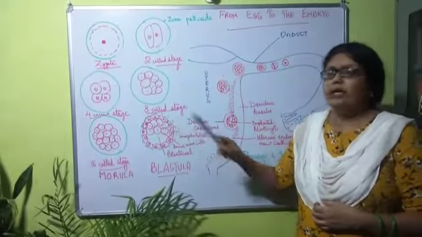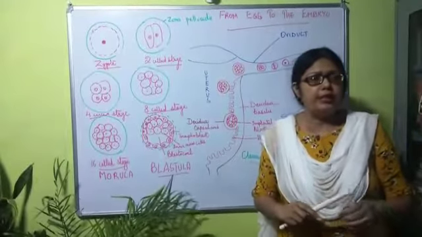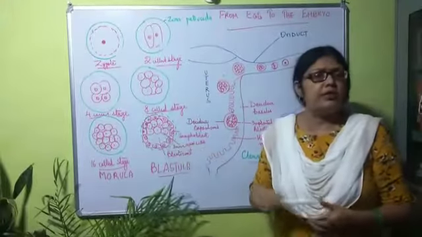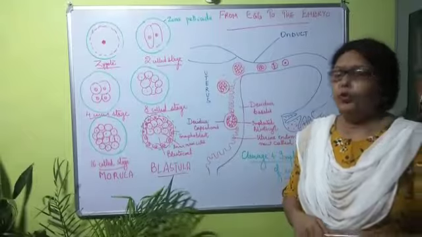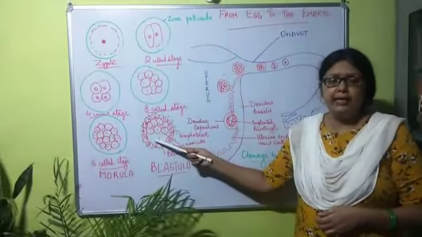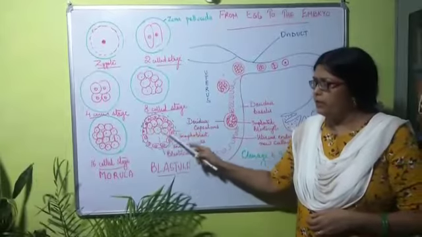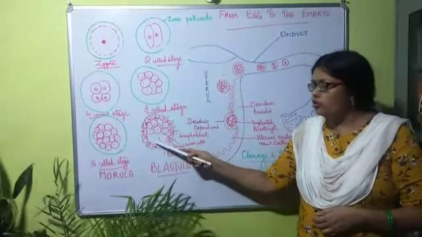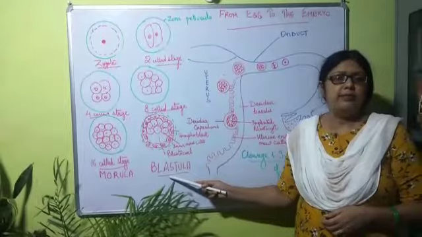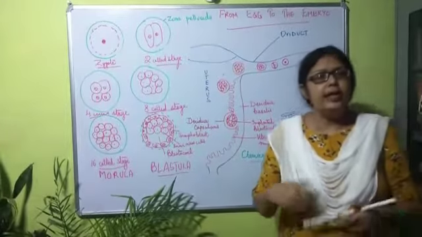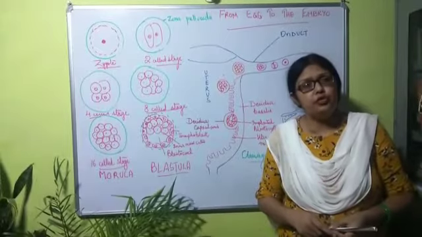A fluid is secreted by the trophoblast cells that pushes the inner mass cells so that a cavity is created, and this is known as the blastocoel. This entire wall of cells or blastomeres with a blastocoel is known as blastula. After the formation of blastula, the next stage that comes is gastrula.